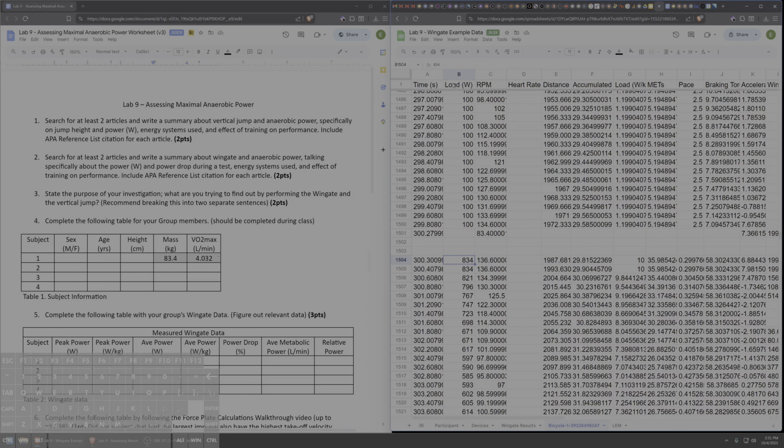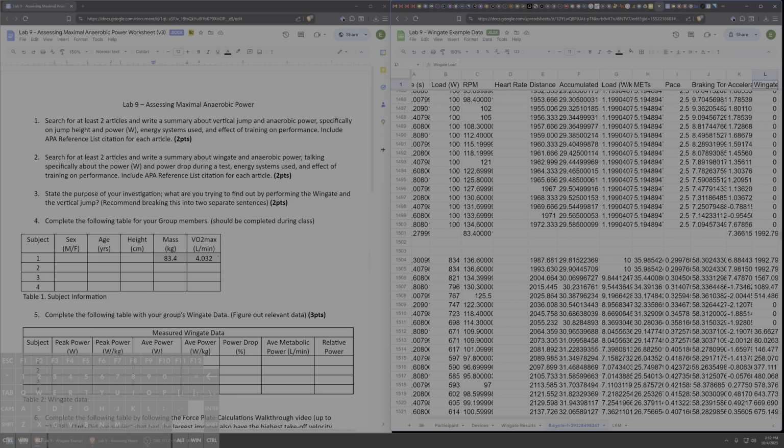We can see that this column B is load. That's the load that I'm pedaling against, or producing, 834 watts. Here's my RPM, my revolutions per minute. I didn't have a heart rate monitor on this time. How much distance has been covered in that time, the accumulated energy, load in watts per kilogram, which is just load divided by my body weight. METs, metabolic equivalents, my pace, which I think is minutes per mile or something like that. And then braking torque, acceleration, and Wingate load.